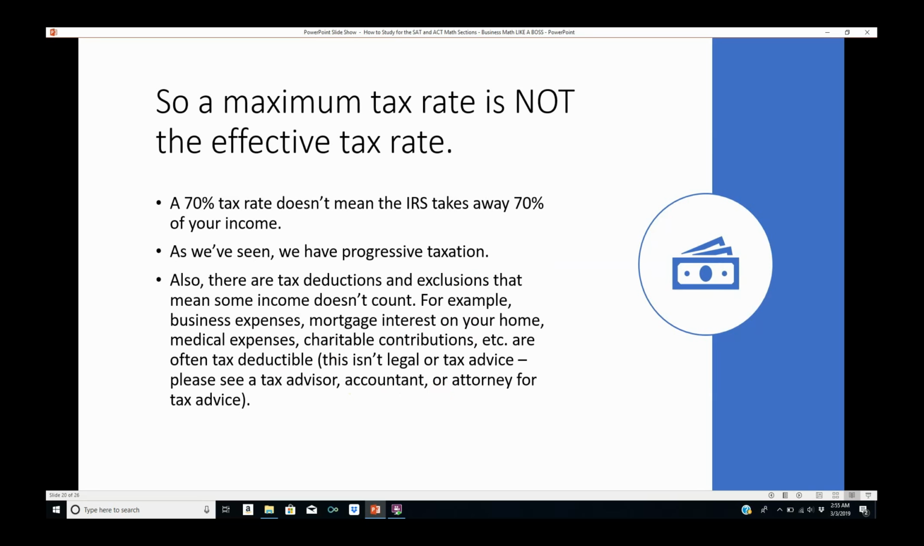So a maximum tax rate is not the effective tax rate. A 70% tax rate doesn't mean the IRS takes away 70% of your income. As we've seen, we have progressive taxation. Also, there are tax deductions and exclusions that mean some income doesn't count. For example, business expenses. Remember how we talked about how you have to spend money to make money? They're not going to tax you on the money you actually had to spend because you didn't really earn it, you spent it. Mortgage interest on your house, medical expenses, charitable contributions. Many of these things are often tax deductible. This isn't legal or tax advice.